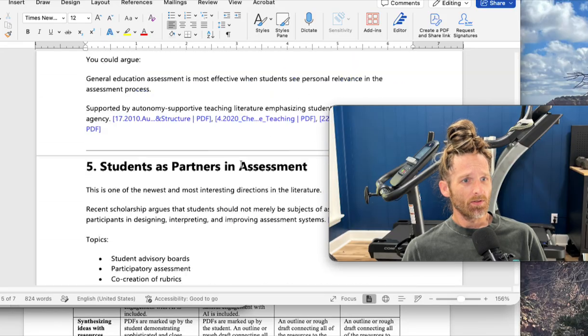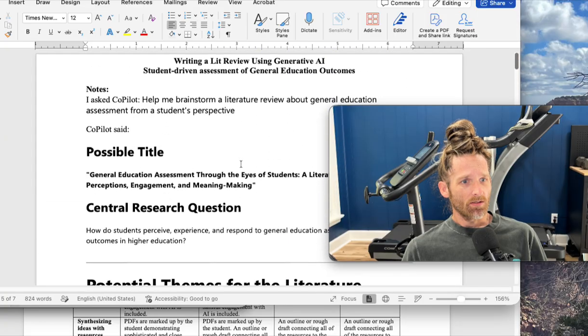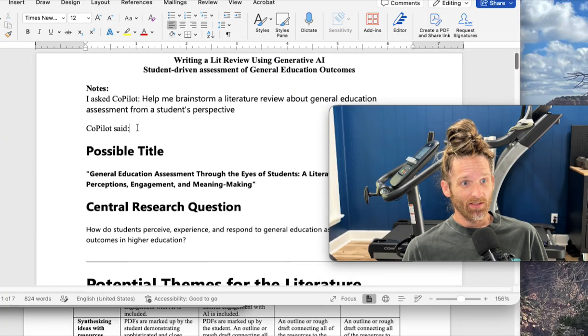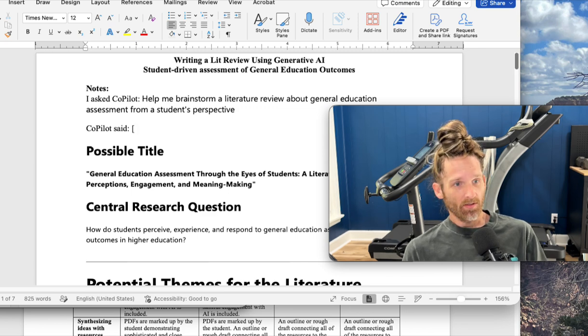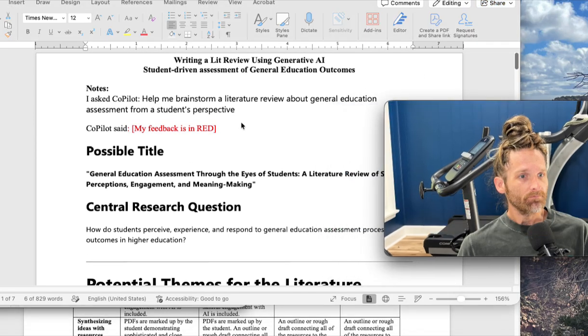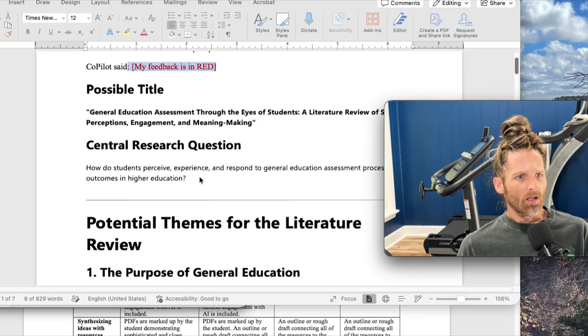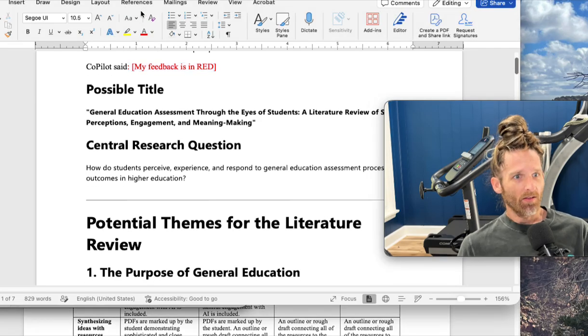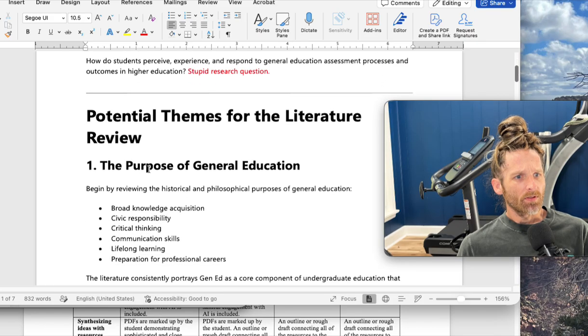And so what I'm going to do is give my feedback essentially on what CoPilot said. I'm going to put my feedback in red. That way I'm letting my professor know that I didn't just accept everything it spit out. I actually read it and considered it. All right, so I've already mentioned that I thought this is a stupid question. Purpose of Gen Ed.